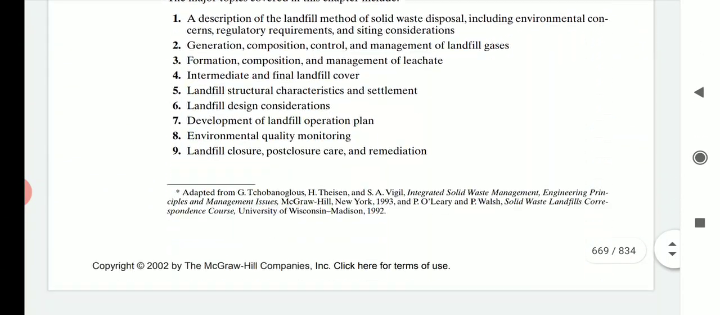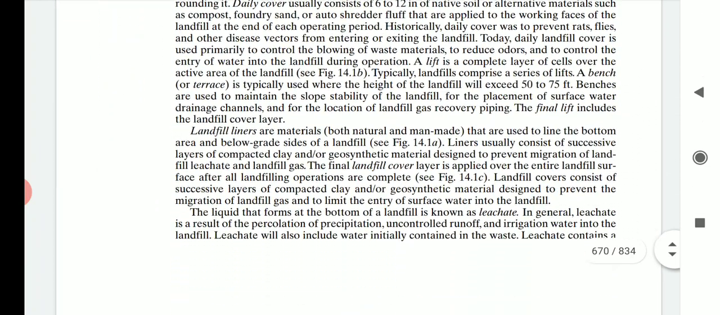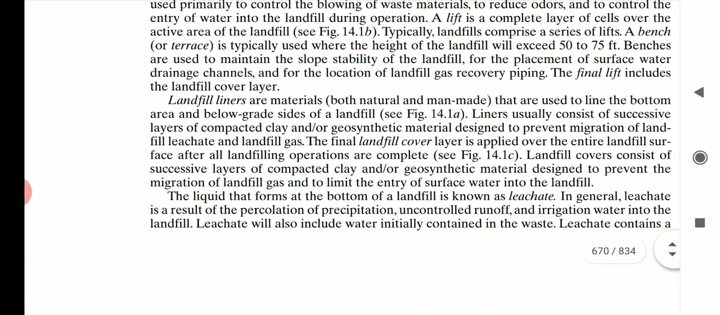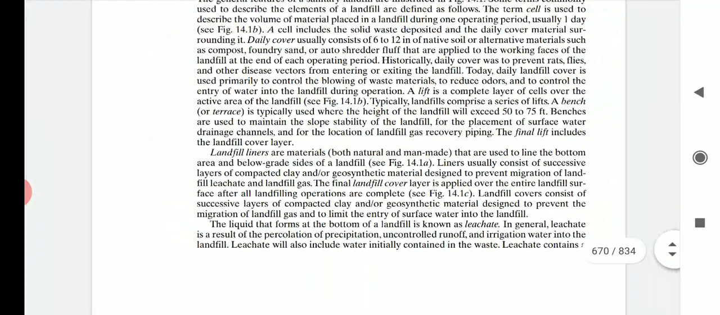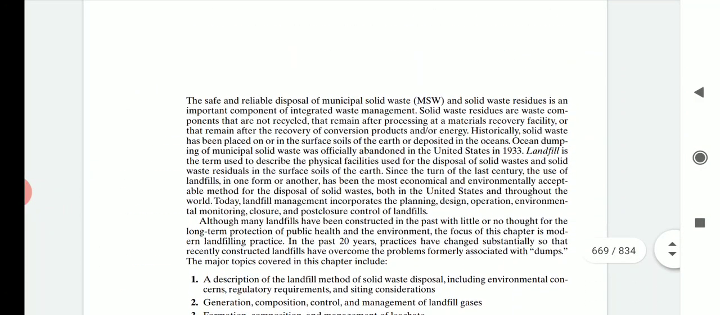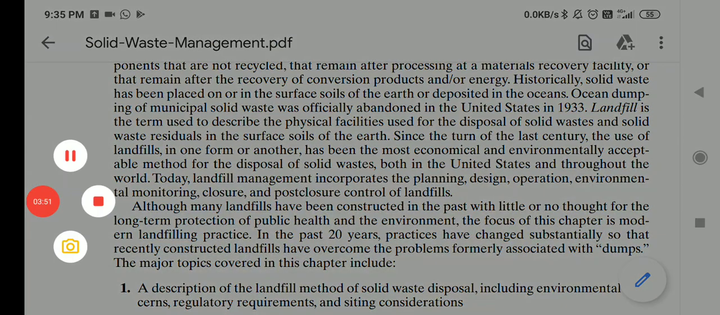So we'll see the exact definition of landfilling. Landfills are facilities with materials used to line the bottom area and below grade sites, that is landfill liners. The landfill is a term used to describe physical facilities used for the disposal of solid waste and solid waste residuals in the surface soils of the earth. This is a physical facility provided on the earth surface for dumping of solid waste. That is called landfilling.